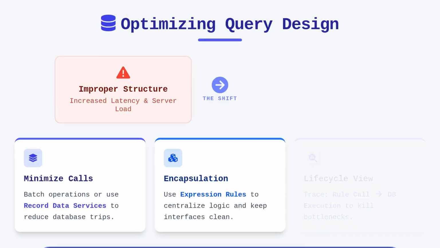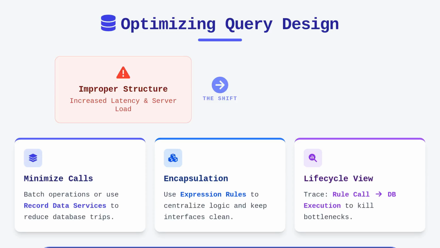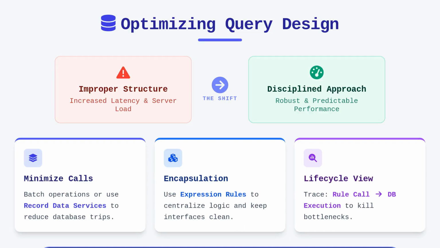By understanding the life cycle of a query from the initial expression rule call to the final execution at the database level, we can diagnose performance bottlenecks more effectively than by simply relying on trial and error. This structured interaction ensures that our integration patterns remain robust and, more importantly, predictable during the rigors of production use.